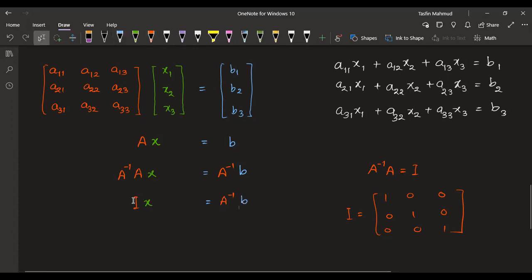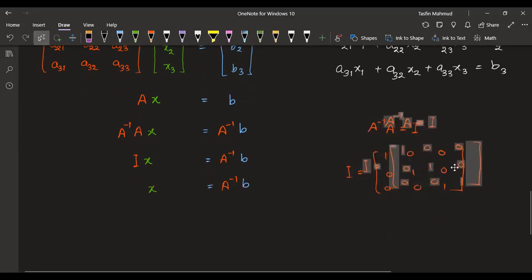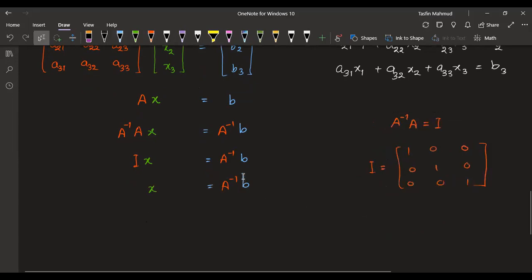So multiplying any matrix with the identity matrix results in the same thing. So we will get x from here. X would be equal to this. Here we have to perform the inverse of the coefficient matrix, right? We have to perform the inversion of the coefficient matrix and then multiply it with the constant matrix.